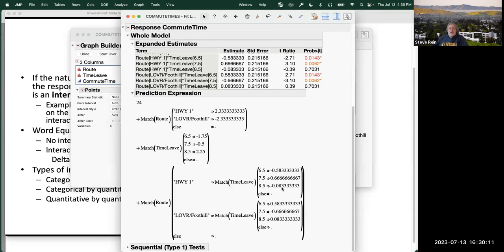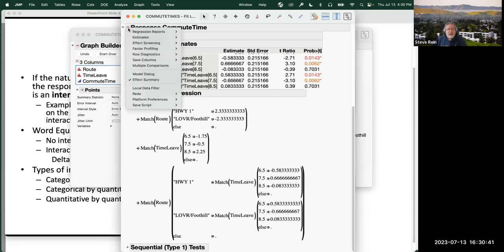Some of you are doing the math in your head and you're saying, dude, you're close. But in any case, you subtract off some seconds because of the interaction. And whether you're on Highway 1, leaving at 6:30, 7:30, or 8:30, there is an interaction effect you need to add in. Or if you're taking Los Osos Valley Road, whichever time you leave, there is an interaction effect that you would need to factor in as well.